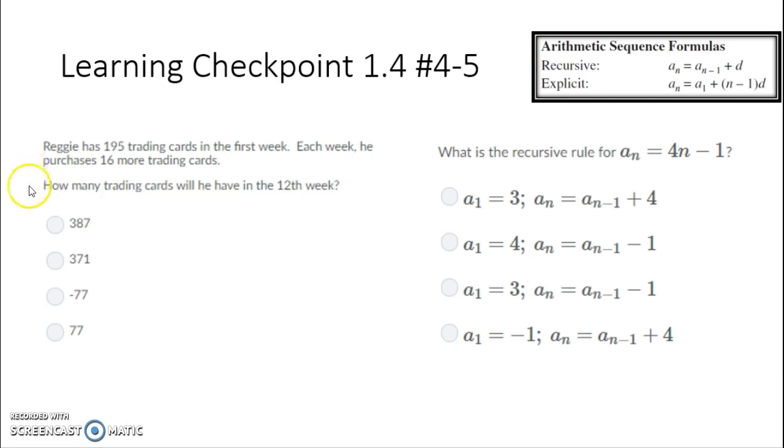If I want to know how many cards he has in the 12th week, that means that n is going to be equal to 12. I care about the 12th week only.